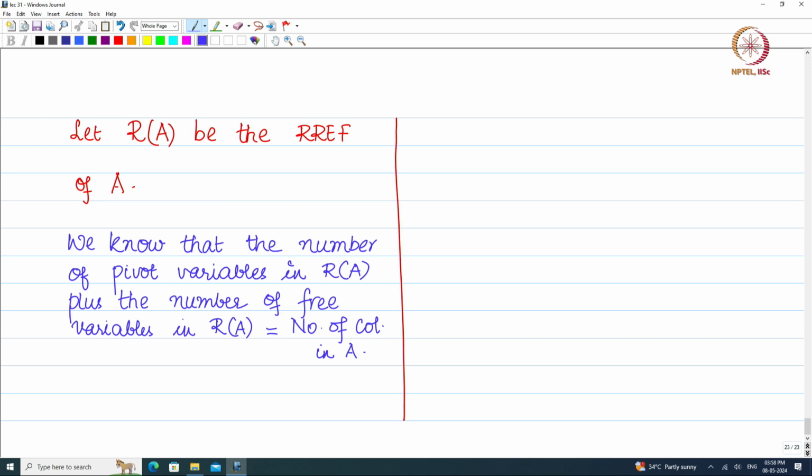That is exactly what we are going to put in a different form, and we are going to call that the rank nullity theorem.